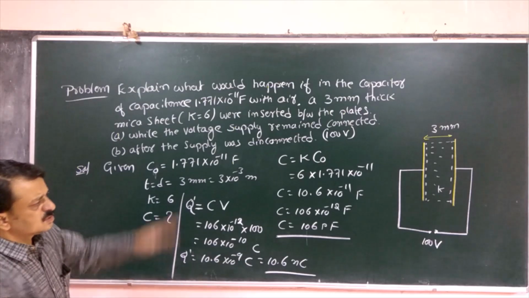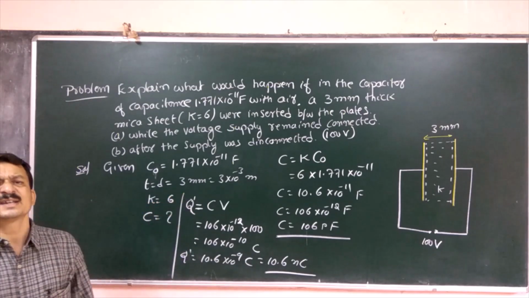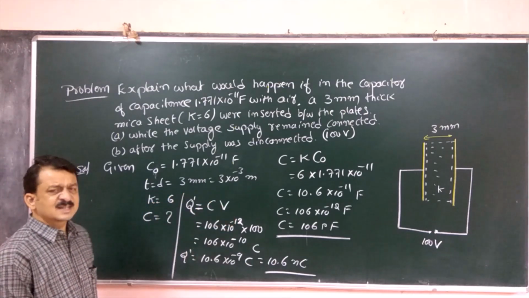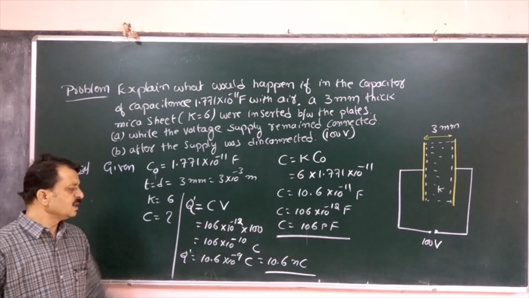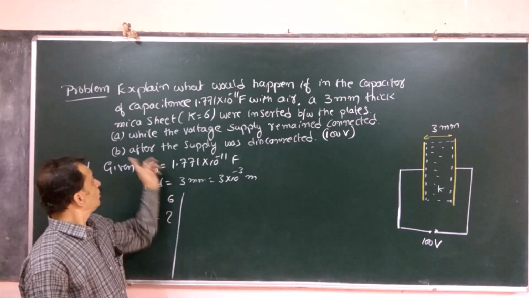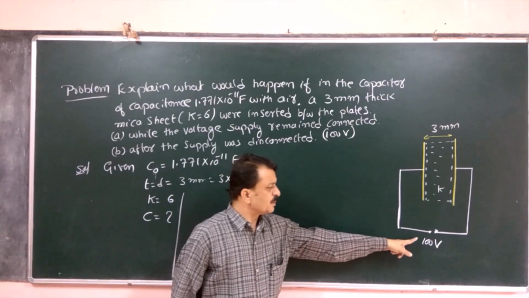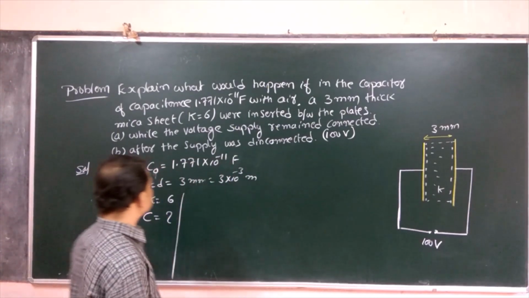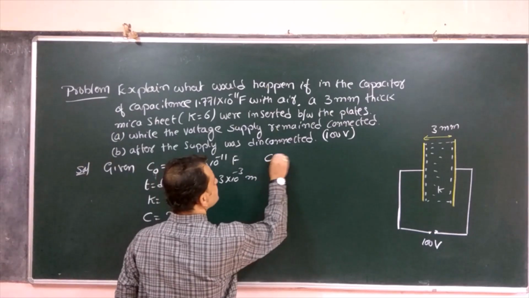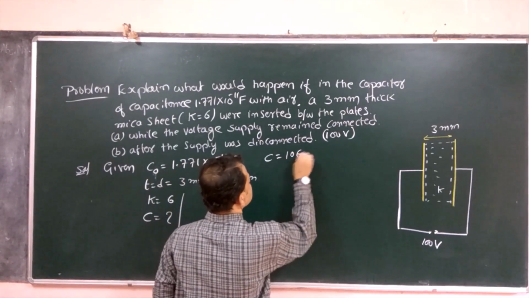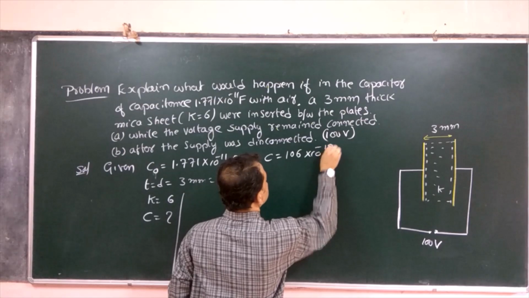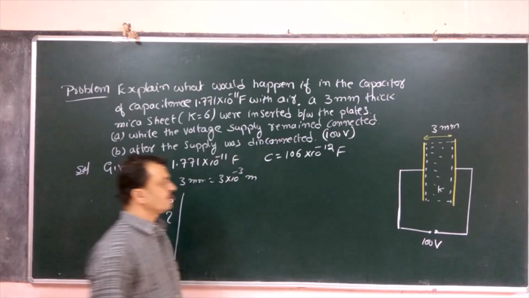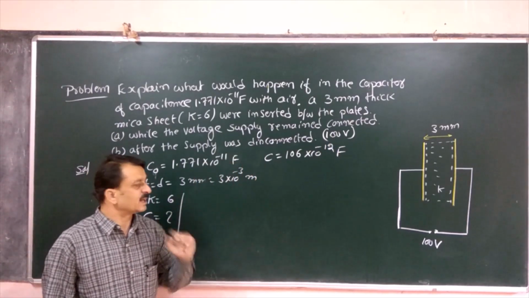Now next case is voltage is disconnected, that is power supply is disconnected. If we disconnect the supply, now what will happen? Now part B, the power supply is disconnected. When the power supply is disconnected, only the capacitance remains. That is C, that we have calculated, 106 into 10 to the power of minus 12 farad, that is picofarad. Only that remains the same.